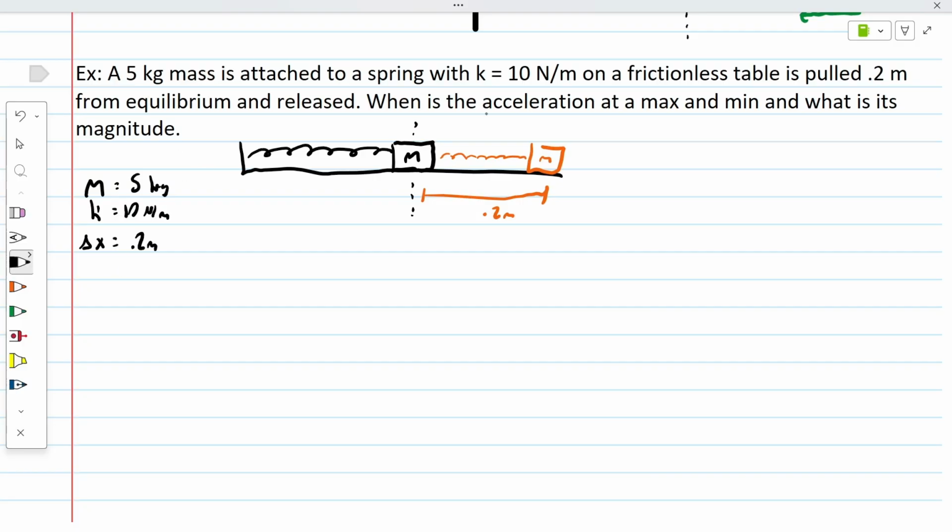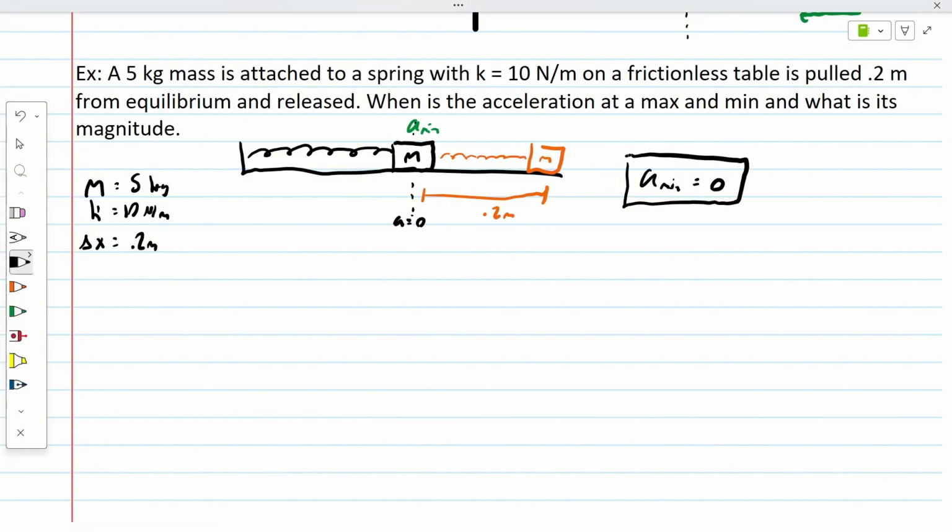So we know, first off, finding the acceleration at a minimum is definitely the easiest part, because the acceleration at the equilibrium position, the acceleration right here, is just going to be equal to 0. So at this point right here, the acceleration is at a minimum. And so we can say a minimum is equal to 0.